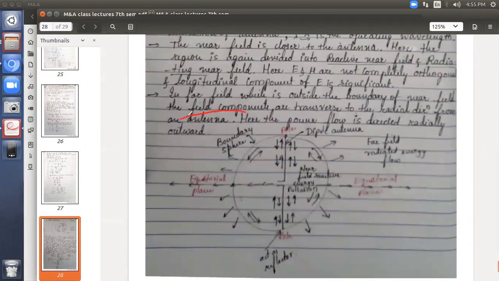There is one more figure here I have drawn. You can just see. Again, I have drawn the antenna. This is one imaginary sphere I have drawn.